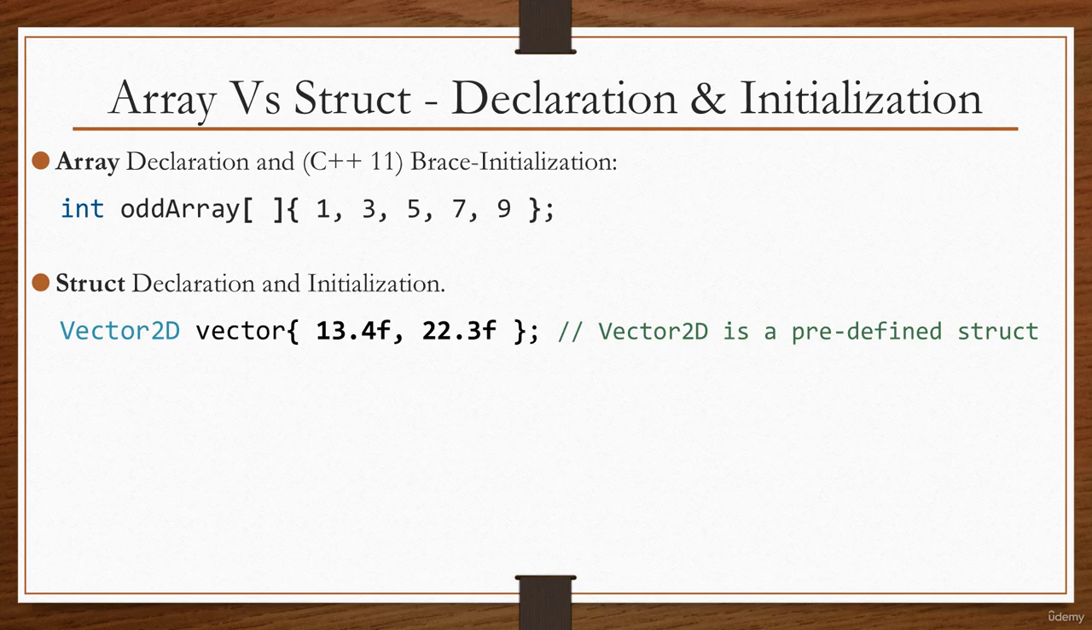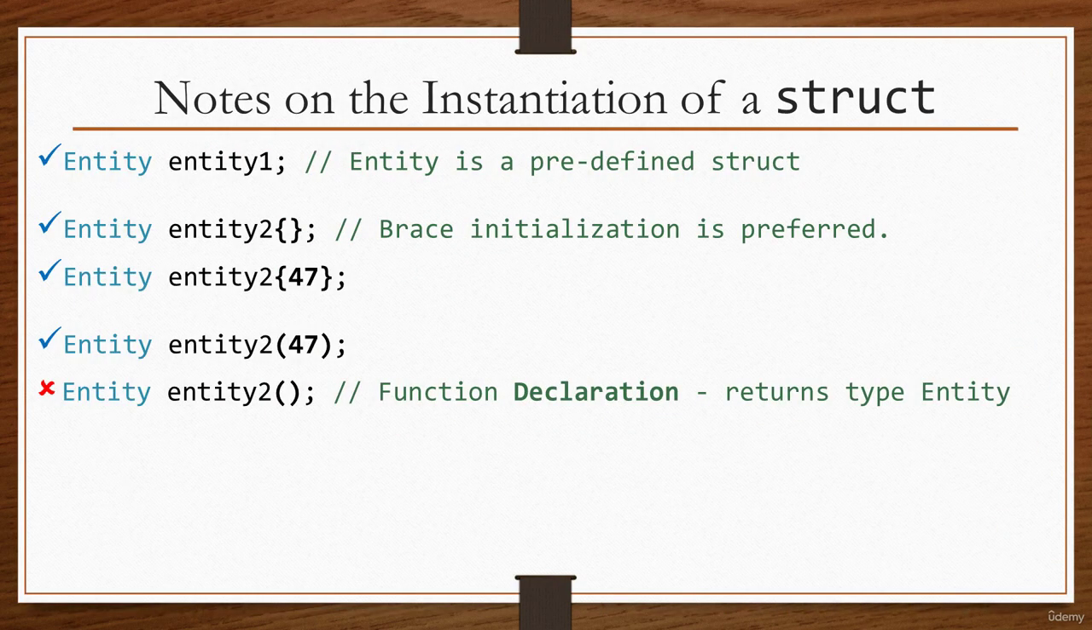That is similar to how we would go about initializing an array. Of course, we don't use the subscript operator. So again, we can use braces and a comma separated list of arguments that will be passed in and used to initialize the members. Just a few notes on this, however.